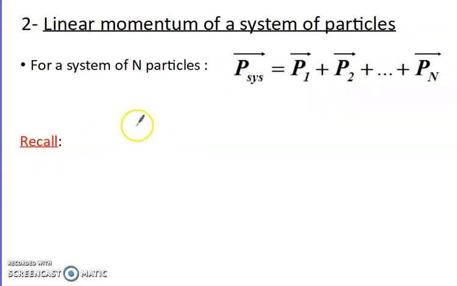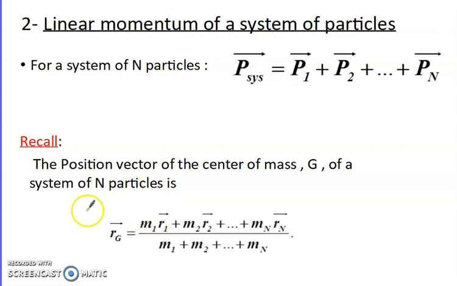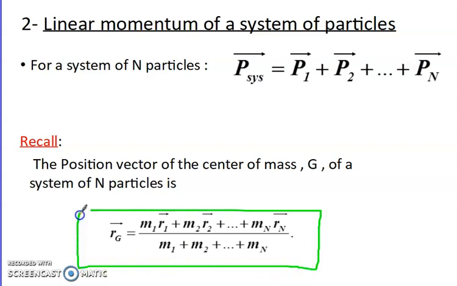So let's recall the meaning of the center of mass. From last year, the position vector of the center of mass of a system of n particles is this rule. Remember the barycenter theorem in mathematics. M1 R1, where R1 is the position vector of the first particle, R2 is the position vector of the second particle, etc. So with this rule, you can calculate the center of mass. Or you can divide it like this.